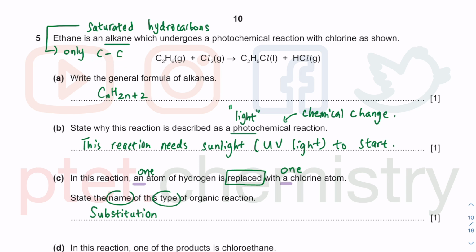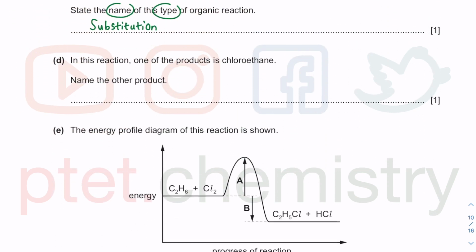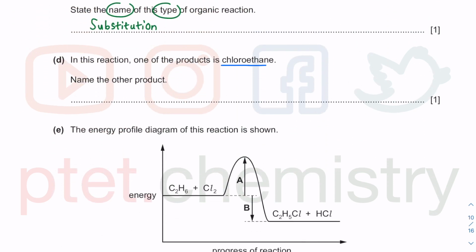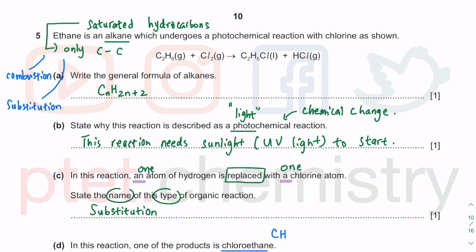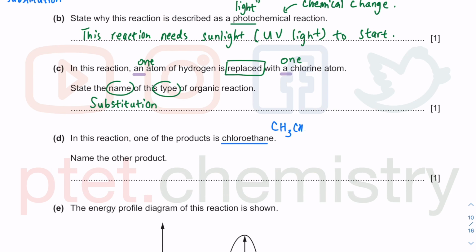Alkanes can undergo 2 types of reaction, one of which is combustion, where you burn completely to give you CO2 and H2O. You can also do substitution chemistry, where you replace 1 atom or 1 group with another. In this reaction, one of the products is called chloroethane. So you have C2H6 plus Cl2, and you get CH3CH2Cl, because you replace one of the hydrogens with a chlorine, and then you will kick out HCl.